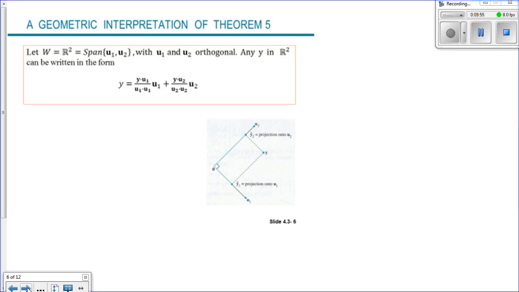Okay, so now let's look geometrically at what we've just done. We're looking at the subspace spanned by u1 and u2, where u1 and u2 are orthogonal. So we've got our u1 going here, and we've got our u2 going in this direction. Okay, so we're just looking at an orthogonal basis here. If you take any y, it can be written in terms of those two vectors. Those weights for each one of those two vectors is just getting a vector in the direction of those. So if you find the projection of y onto u1, that projection will actually be this vector right here.